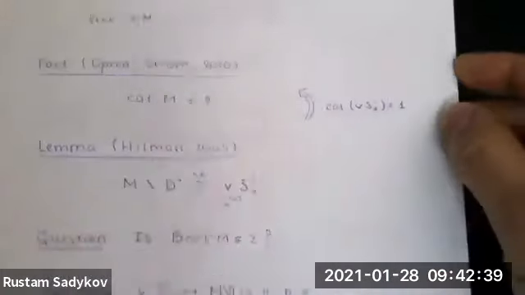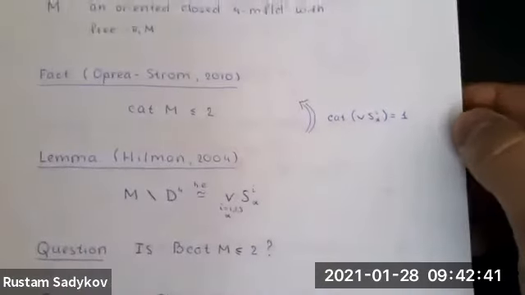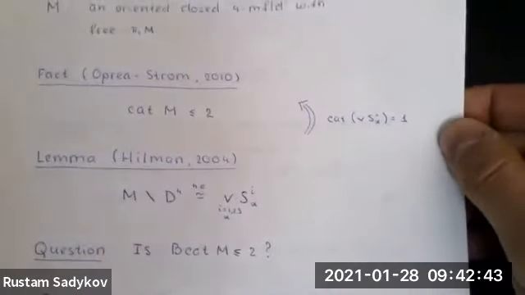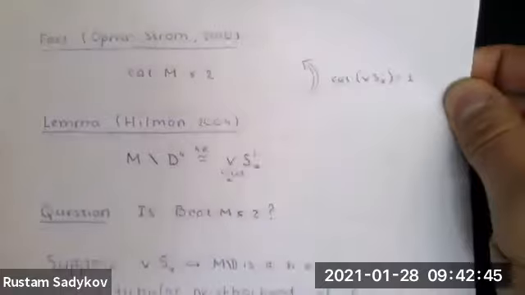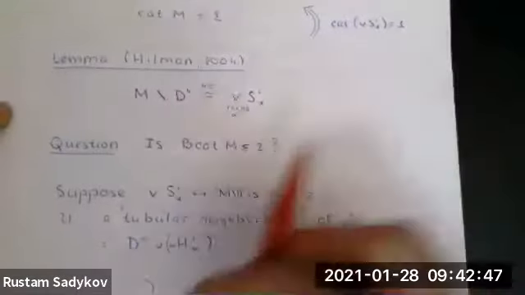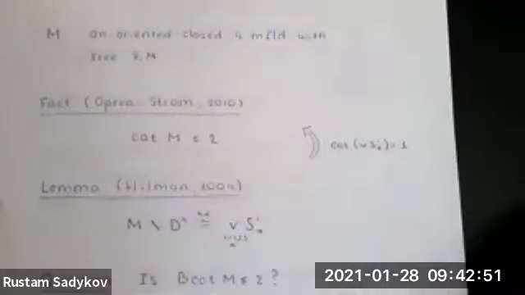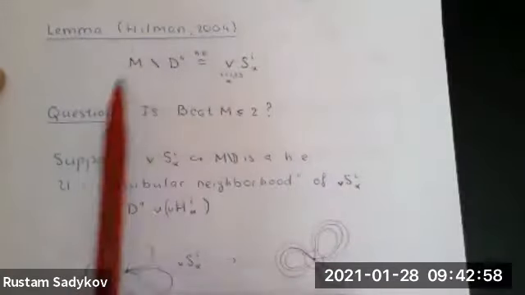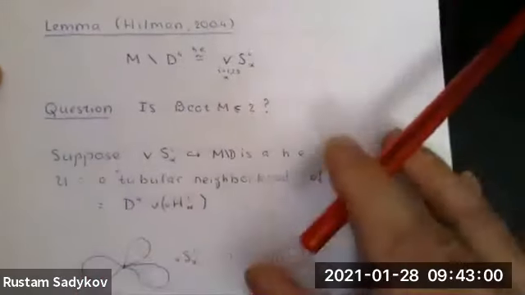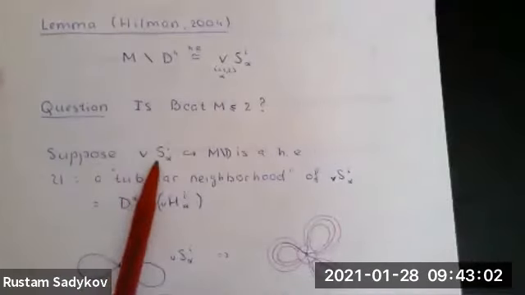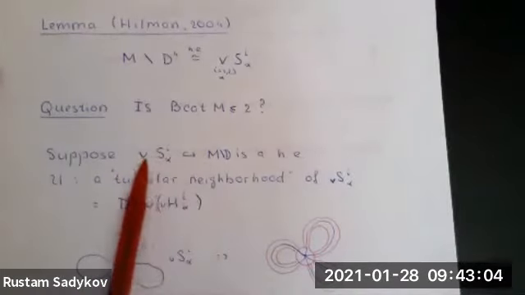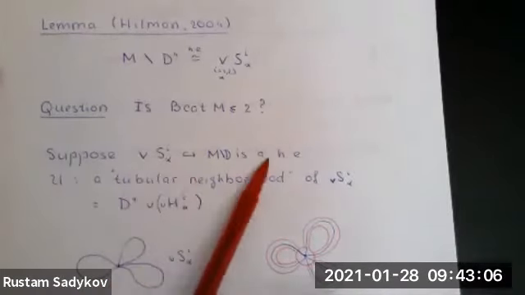If you look at this argument by Aprea and Strom, you can suspect that maybe in this case where the manifold M has free fundamental group, maybe B cat of M is also at most 2. And so if you apply the same argument, then you suppose that there exists an inclusion of this wedge of spheres, which is a homotopy equivalence.